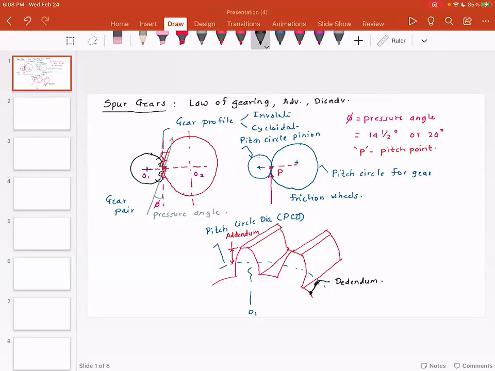Now, it is very important to note that if you were to draw a circle that goes through all this tooth profile, so this is the first tooth, second tooth, all this tooth profile, this is called the addendum circle. If you look at the dedendum, and if you look at the circle that encompasses this dedendum, this is called the dedendum circle.